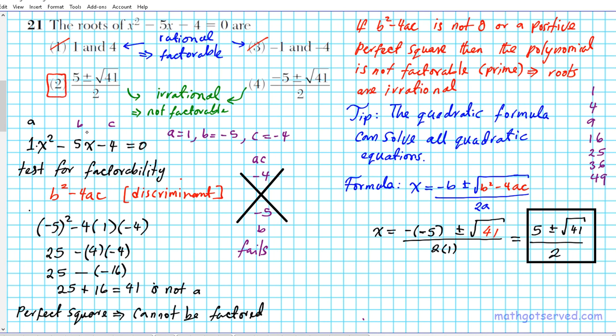So this is basically how you use the quadratic formula and the discriminant to find the nature of the roots and also to find the roots of a quadratic equation.